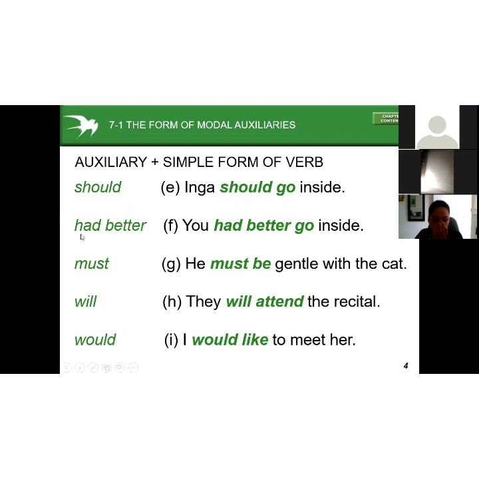In the case of had better, it is a recommendation, but this recommendation becomes more like a warning. I forgot the word in Spanish. Can somebody tell me what warning means in Spanish? Warning. Advertencia. Advertencia. Thank you.